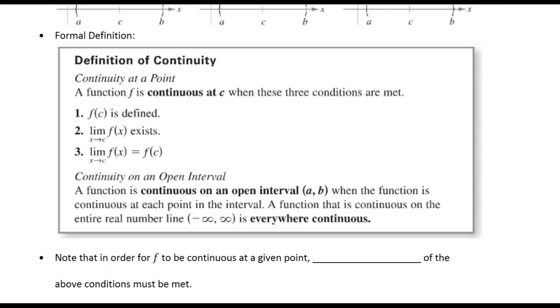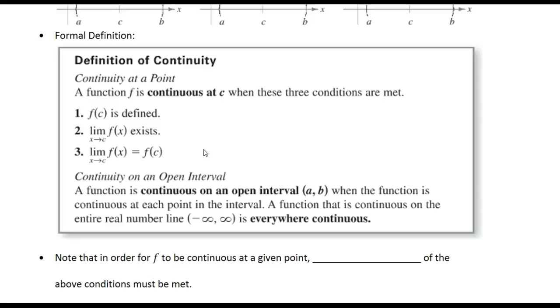And as you may have guessed, if we have an informal definition, we're also going to have a formal definition. So this is the formal definition of continuity at a point and on an open interval. A function f is continuous at a point c when these three conditions are met. f of c is defined, the limit of f of x as x approaches c exists, and that limit is equal to f of c.